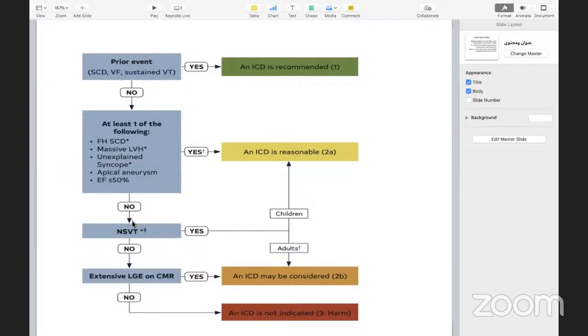If no, then you assess more. If you have non-sustained VTAC, if yes, you go for the ICD, which is reasonable, class 2A. If no, then you do cardiac MRI. If there is late gadolinium enhancement on cardiac MRI, then ICD may be considered, it's 2B. If no, then ICD is not indicated and it's harmful for the patient. This is from the American Heart Association 2020 guidelines.